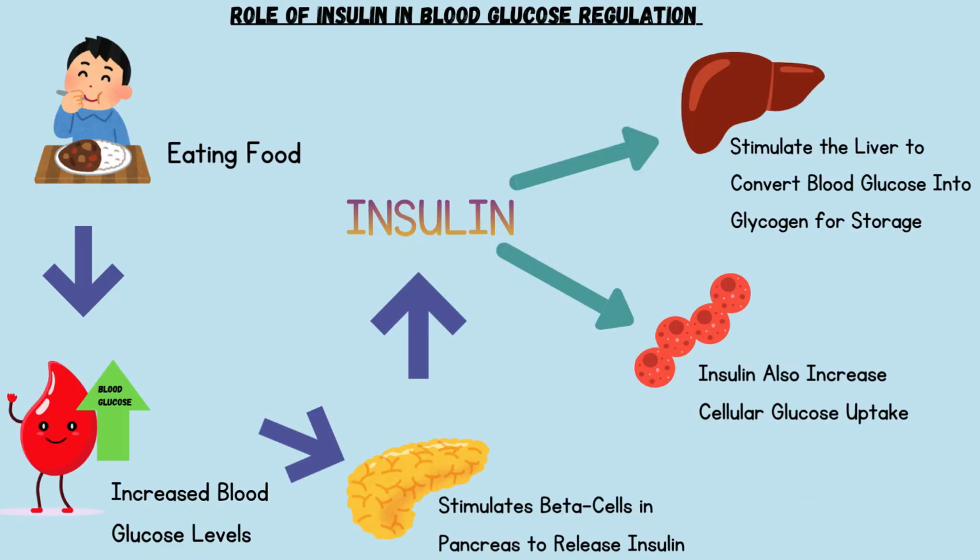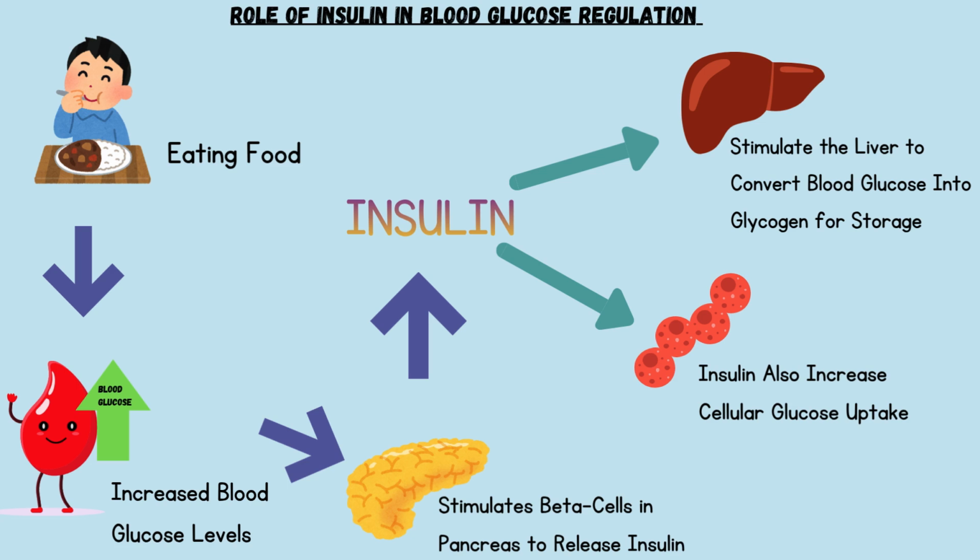Before we jump into the specifics, let's first understand the crucial role of insulin in blood glucose regulation. When we eat food, there's an increase in blood glucose levels, which stimulates the beta cells in the pancreas to release insulin. Insulin performs two important functions. It stimulates the liver to convert glucose into glycogen for storage, and it facilitates the uptake of glucose into body cells. In simple terms, insulin allows glucose to enter the cells and be used for energy.